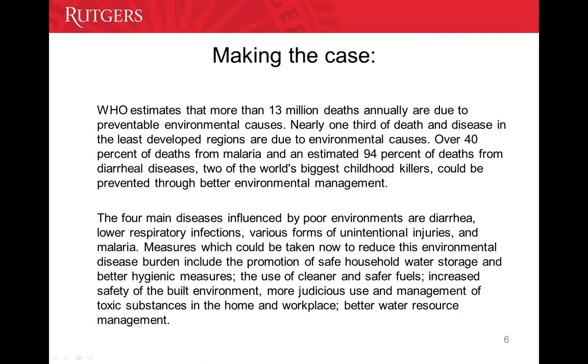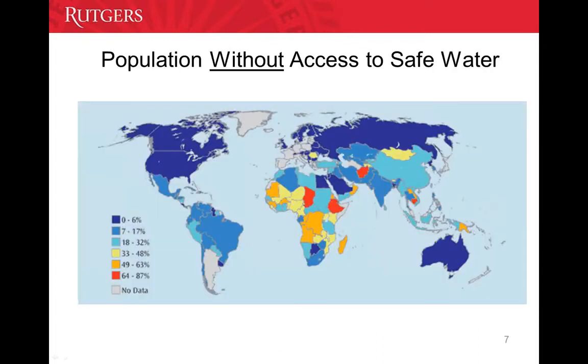Measures could be taken now to reduce these environmental disease burdens just by good sanitation promotion, better methodology for water storage, safer and cleaner fuels, an awareness of the safety in the built environment, more judicious use of toxic substances in the home and the workplace, and better resource management.